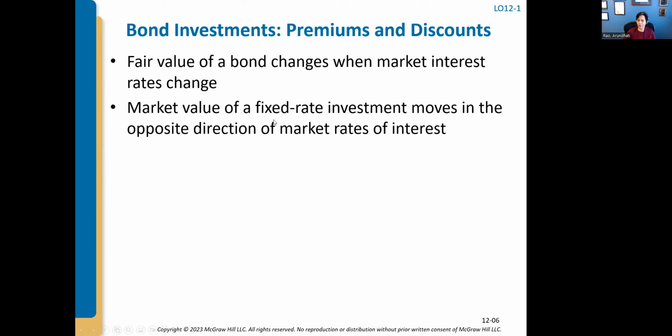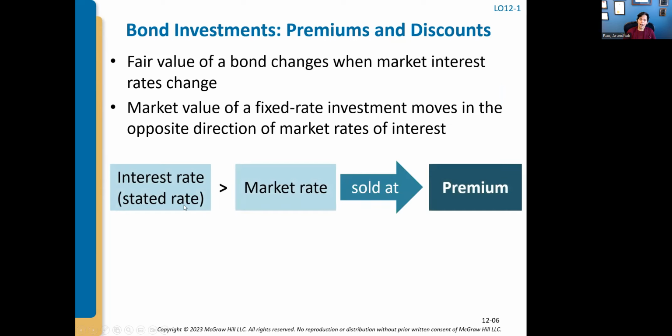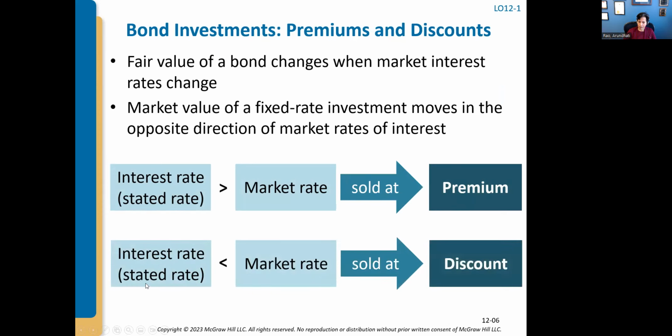So the market value of a fixed rate investment, so the debt I'm buying has a fixed rate, is going to move in the opposite direction of the interest rate that prevails in the market. So let's see what that means. I know what my interest rate is. I'm the company that has loaned the money, how much I'm going to get. If my interest rate is more than the market interest rate, then I can sell it at a premium. The word premium means a profit. If my interest rate that I'm earning on a debt is less than the market rate, then I'll have to sell it at a discount, which means it's basically at a loss.